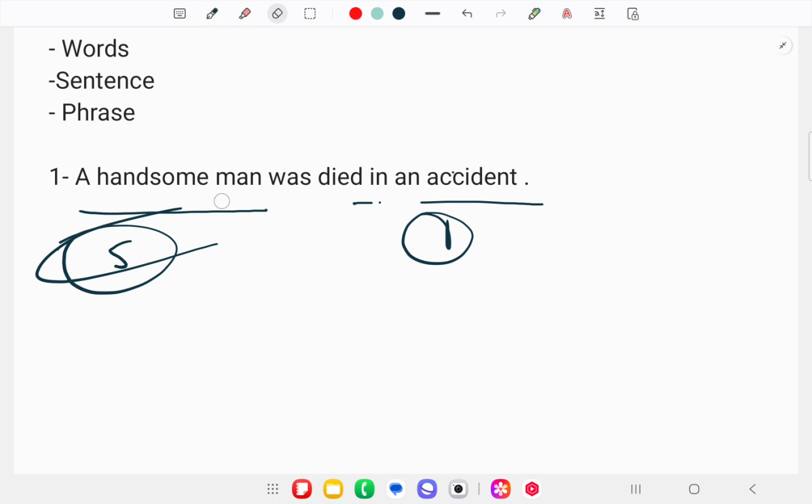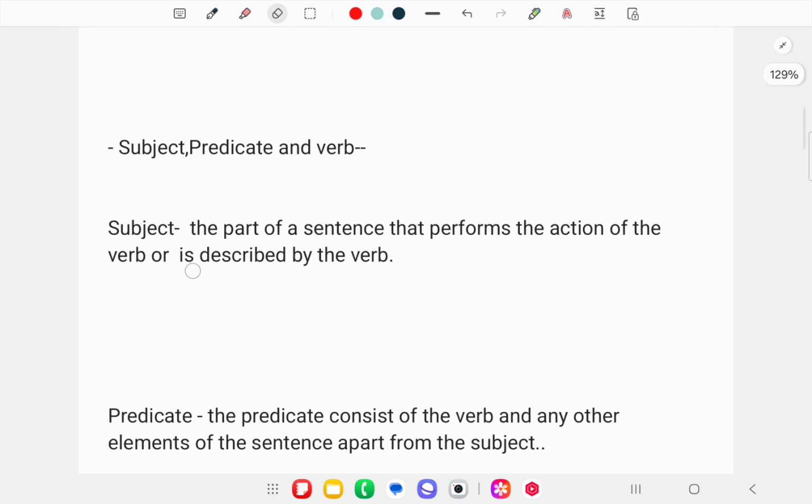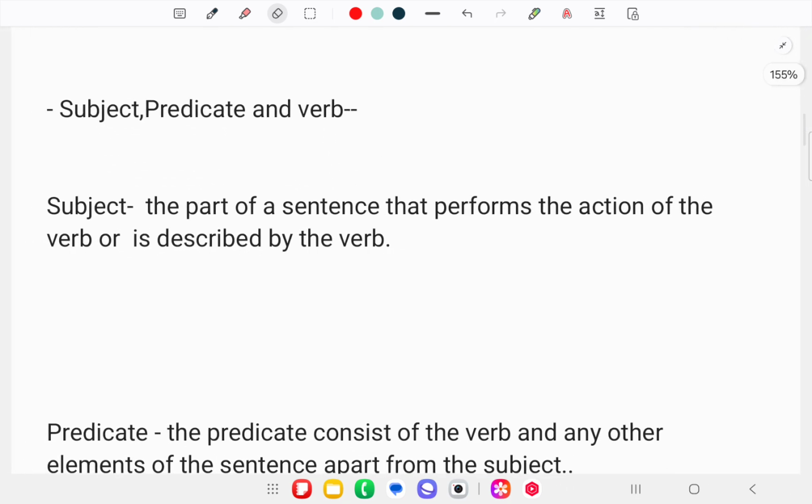Now we have another point: what are subject, predicate and verb. This is the most important part of the sentence, that we should know what the subjects, predicates and verbs are. Here I have shown you the definitions of the subject, so I will just take an example and show you everything. What is subject? When do I talk about subject? Subject is the part of a sentence that performs the action of the verb or is described by the verb.